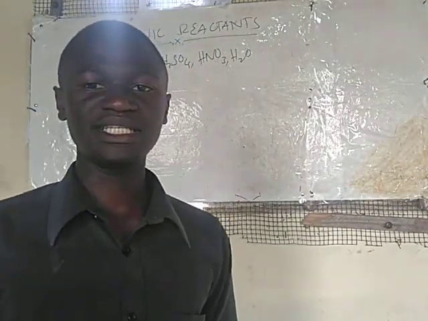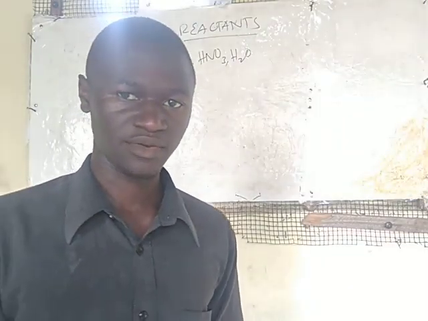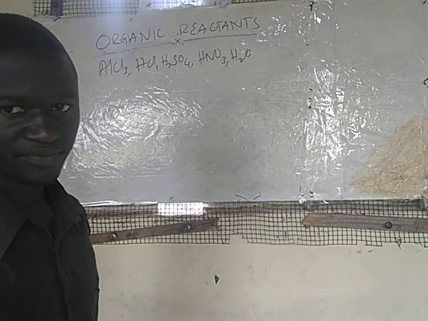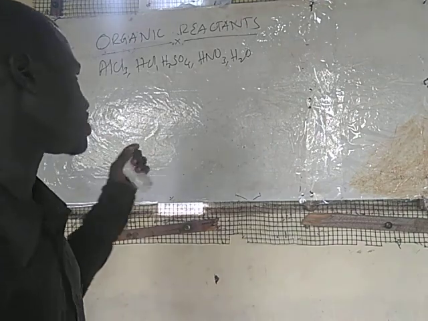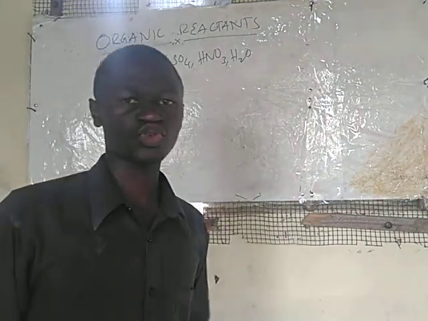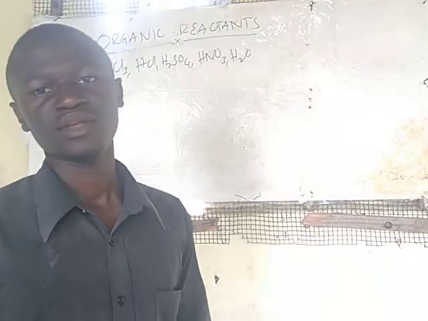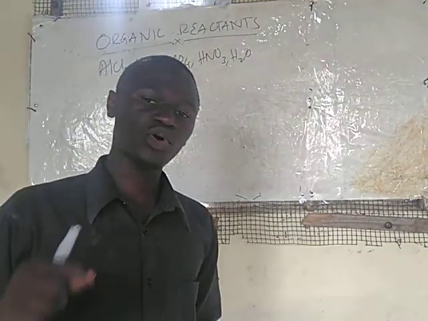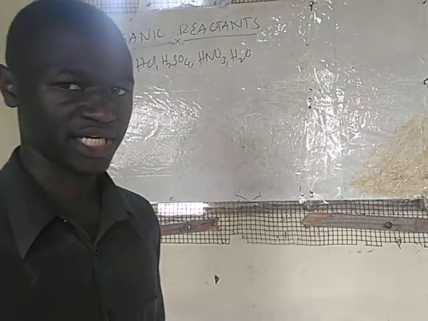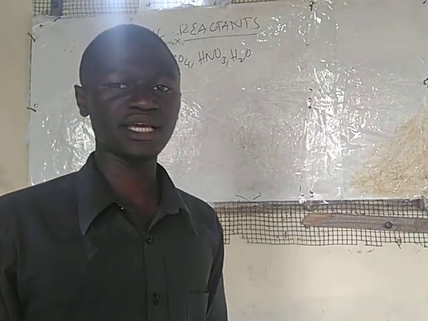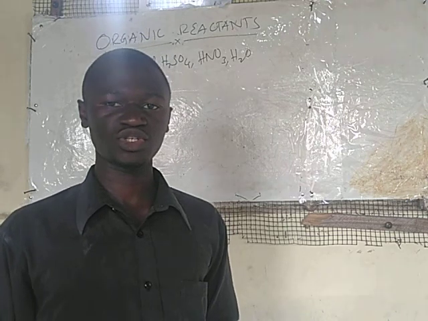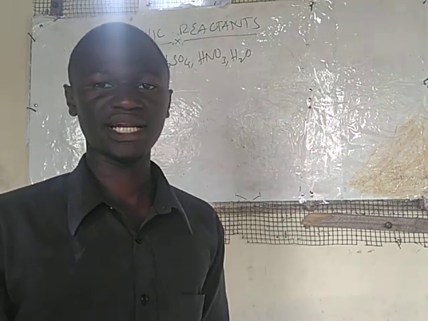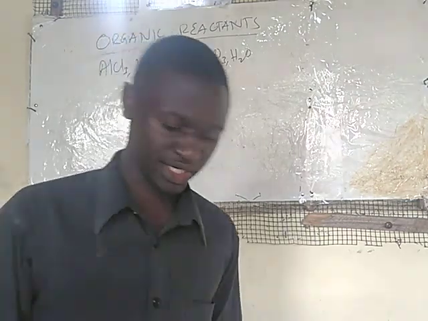The matter is that it takes part in the organic reaction. For example, aluminium chloride is a catalyst. HCl, conc. sulfuric, nitric, they are also catalysts. Because they are taking part in the organic reaction, and they are acting either by accepting electrons or releasing electrons, they are generally termed as the organic reactants.